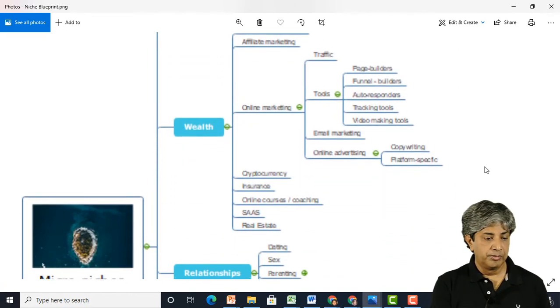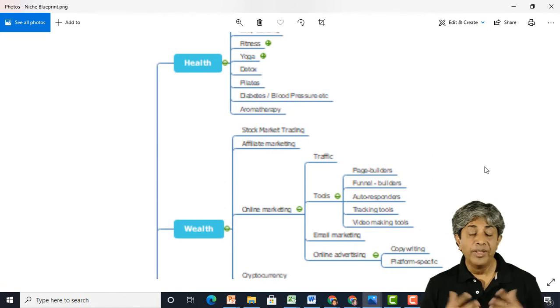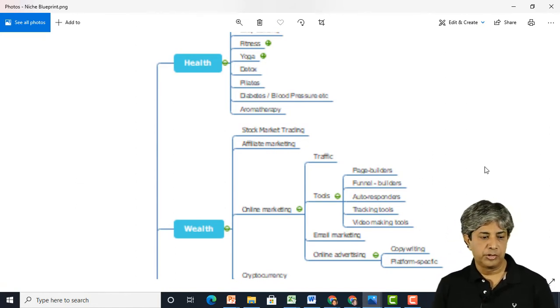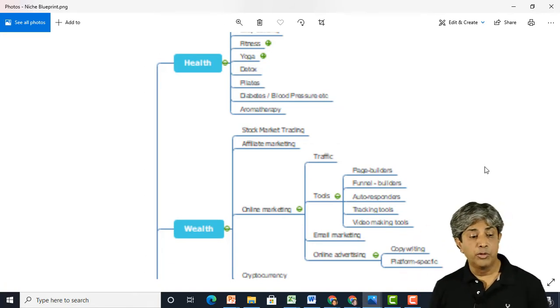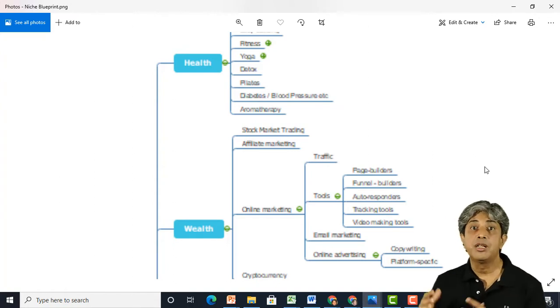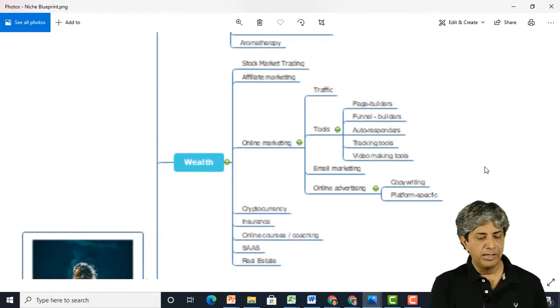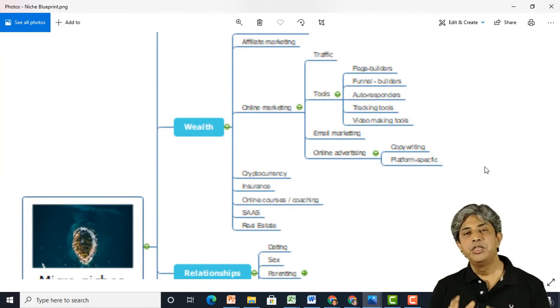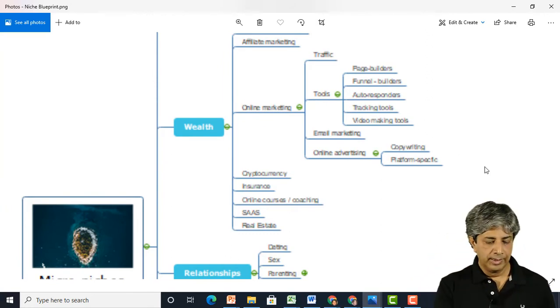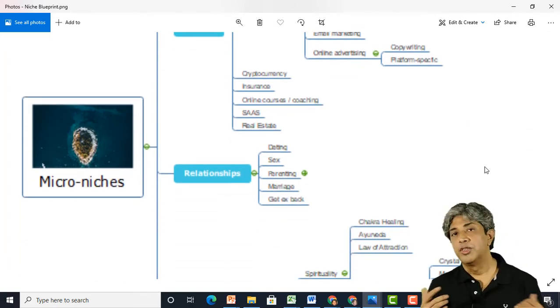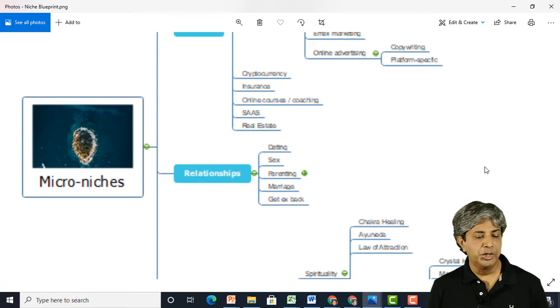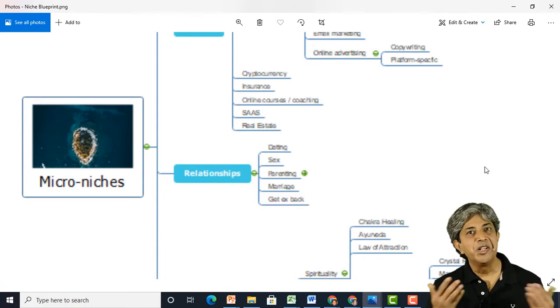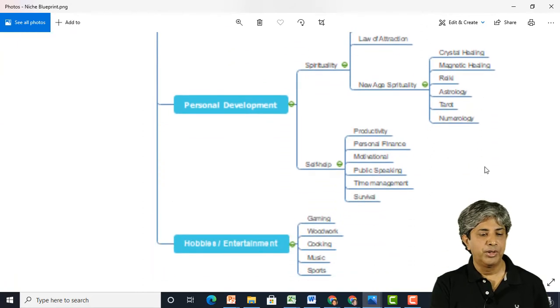Now, similarly, if you go to the next one, which is wealth, within wealth, you could try and address the stock market trading niche, or affiliate marketing, or online marketing, which is a world in itself. Now, within online marketing, again, you could have separate segments which are large enough for you to address, such as topics on traffic, or tools, or email marketing, and so on and so forth. Cryptocurrency, insurance, these are all large viable niches within the overall area of wealth. Or in the area of relationships, it could be about dating, sex, parenting, marriage, getting your ex back. Again, there are a number of niches over there that you can address.